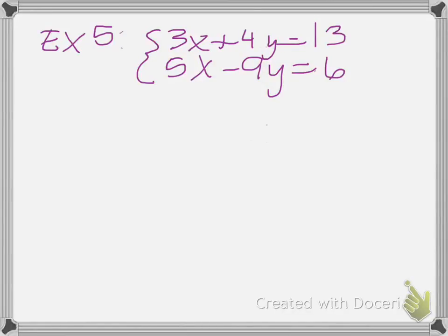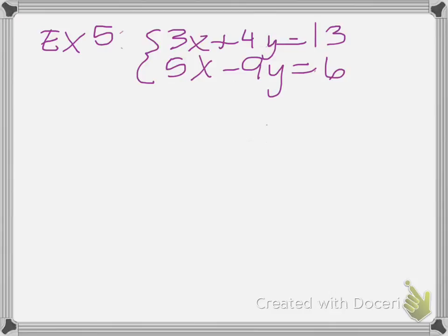Okay, algebra. Here is the last example I'm going to have you do on your notes from yesterday. So this is example 5. And what you should see here is that we have 3x, 5x, and then 4y and negative 9y. None of those can eliminate, so what we're going to look for is one where we can easily change it to one of the other ones. And you can't. 3 doesn't go into 5, 4 doesn't go into 9.